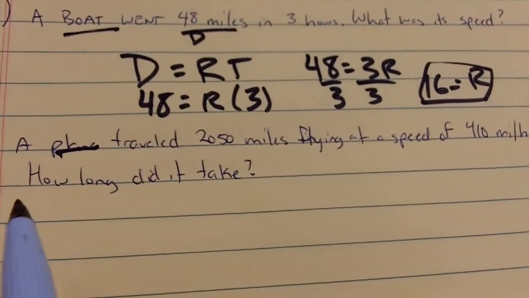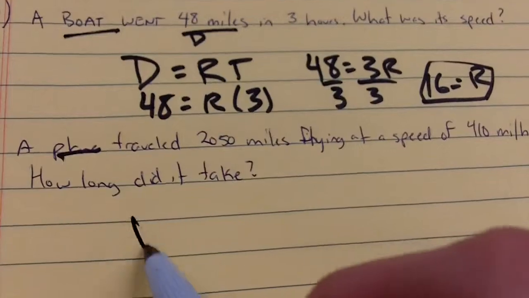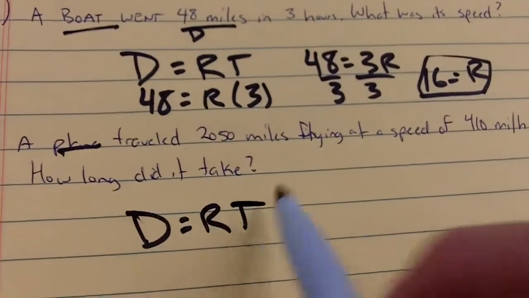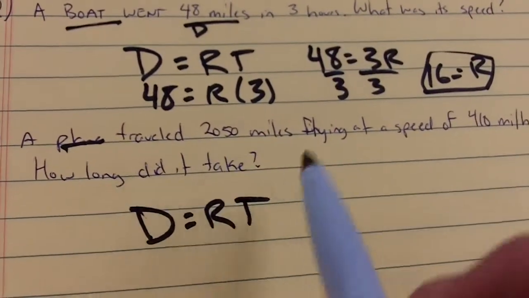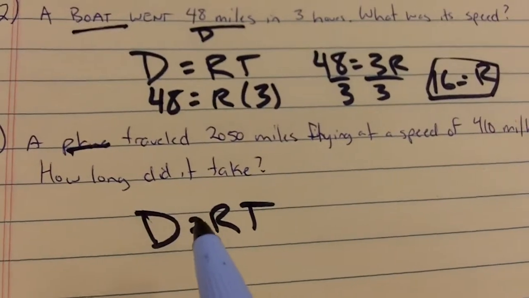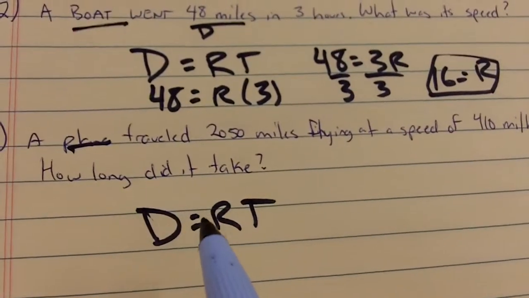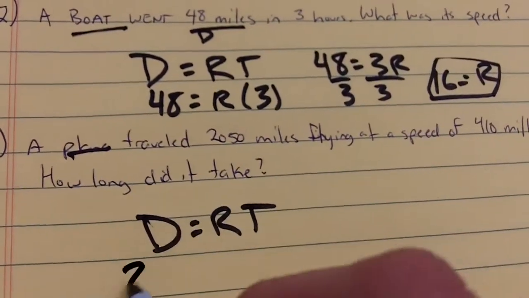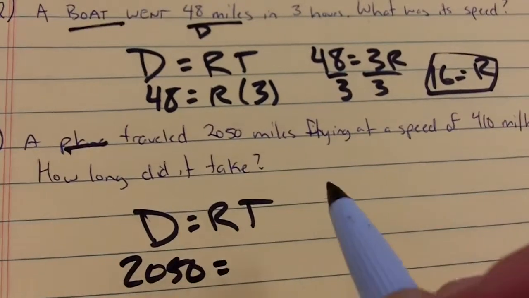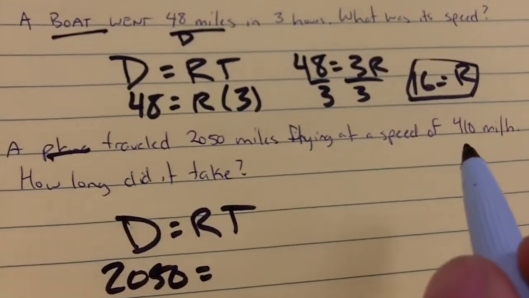So I just have my plane traveling. So I'm just going to use distance equals rate times time. I don't have two things to worry about. I'm only going to have one equation. Traveled 2,050 miles. Distance, rate, or time? Distance. 2,050.